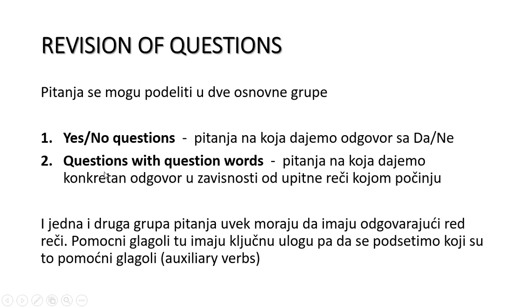The other group are the questions with question words. There are lots of question words, and they are at the beginning of these questions, and when you give the answer, you must give the specific answer. But what is the same for both of them? Both yes or no questions and questions with question words must have the auxiliary verb, and the order of words in the questions is very important, and that's what I will remind you of. But first, write this down, and then we can move on to the next slide.